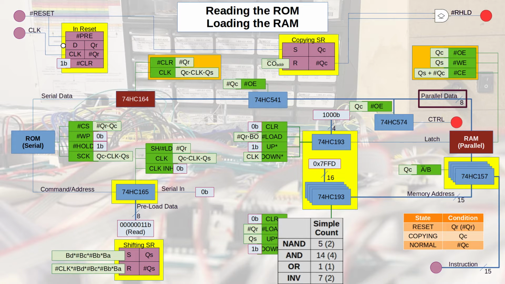One of the most obvious optimizations are these 3 clock signals here. They're all exactly the same signal, so I can build it once and use it 3 times.